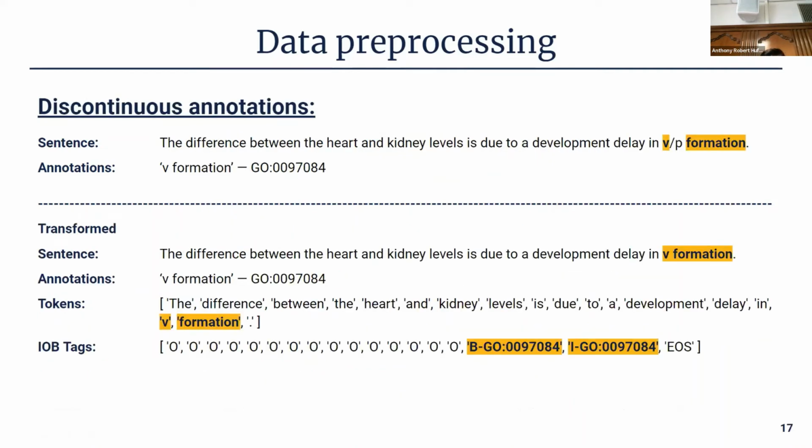We also have something called discontinuous annotation, where the annotation here is discontinuous. It's B/P formation, but instead of considering the entire span as a single annotation, it's partially ignoring the phrase in the middle. So in this case, we had to make the model less confusing, and to remove this uncertainty, we have removed that part of the sentence and then treat it as a regular sequence.